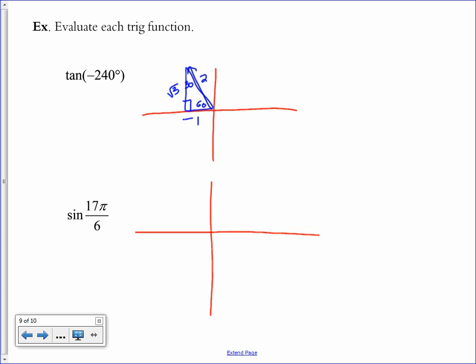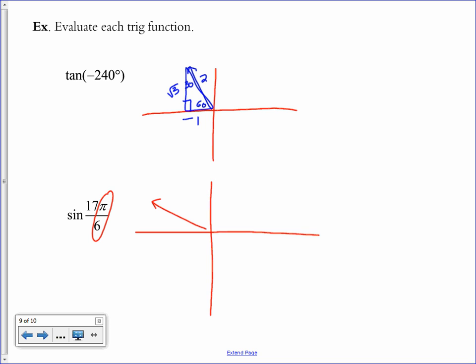17 pi over 6, we're looking for where that angle is. I know pi over 6 is a 30 degree angle. If I were to think about 18 pi over 6, that would be like going 3 pi. So this is a little bit less than 3 pi. It's 30 degrees less than 3 pi. Or you can convert it if you need to. So I know that it's going to be just about here when I end up at 17 pi over 6.